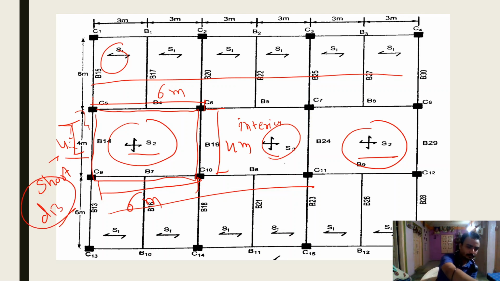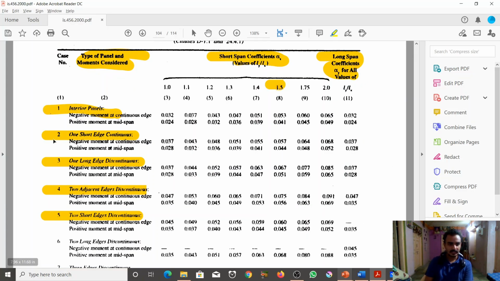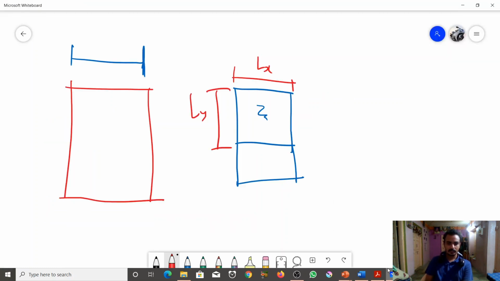So let's check this condition here. Second, one short edge discontinuous: negative moment at a continuous edge and positive moment at mid span, for 1.5. We have to follow the 8th column: for one short edge discontinuous, the negative moment coefficient is 0.057 and the positive moment is 0.044. So this condition is given. Let's draw a figure for S2.